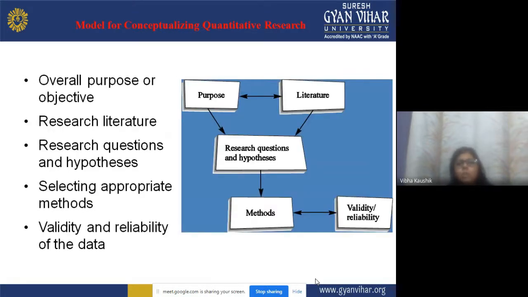Model for conceptually quantitative research. Overall purpose or objective: what is the overall purpose of conducting that research? Research literature. Research questions and hypotheses: what are the different research questions and hypotheses that are framed? Selecting the appropriate method: which method should be adopted for that particular purpose? Validity and reliability of the data: what is the reliability and validity of that particular data?